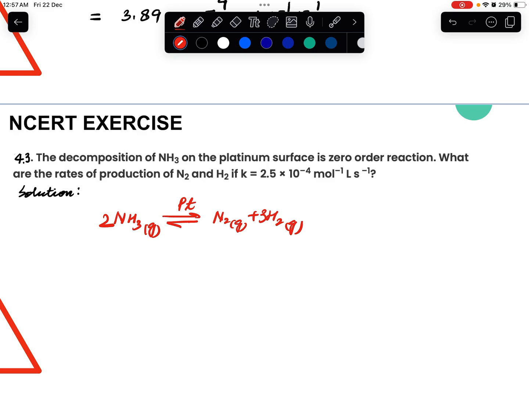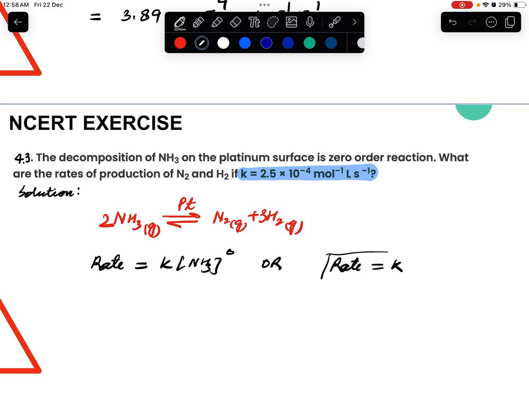So this is the balanced chemical equation for the reaction, and for this reaction the value of the rate constant is given. Now, according to the condition given, it is zero order. Therefore, rate is written as rate equals K times the concentration of ammonia raised to the power 0, or we can write rate equals rate constant. Whatever the value of the rate constant, that will be the rate of the reaction. Why? Because this part will be equal to 1.